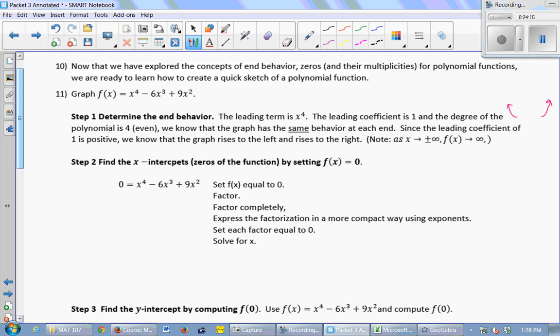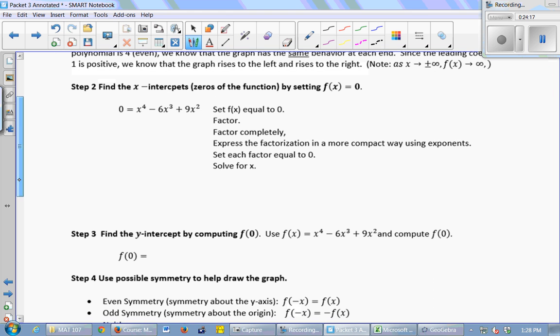So we know the end behavior. X-intercepts you find by just setting the function equal to 0 and solving it. That's what we just did, right? So we factor it. What's my greatest common factor for these 3 terms? X squared. So I've got x squared times x squared minus 6x plus 9. And then that factors to x minus 3 times x minus 3, or x minus 3 squared.